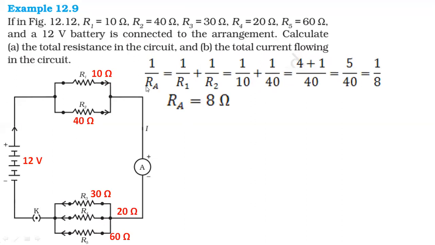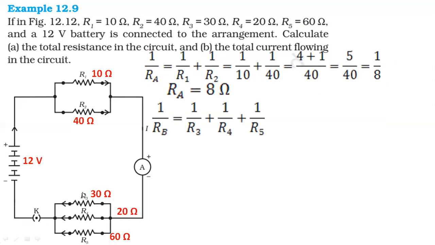But you can see we want to find the value of RA, and that RA is given in denominator. So what I have to do is I have to take reciprocal of it. So RA would be equals to 8 ohm. This 8 will go to the numerator side. Now I will find values for R3, R4, R5. So for R3, R4, R5, I am assuming RB as the total resistance. Okay, RB as the total resistance.